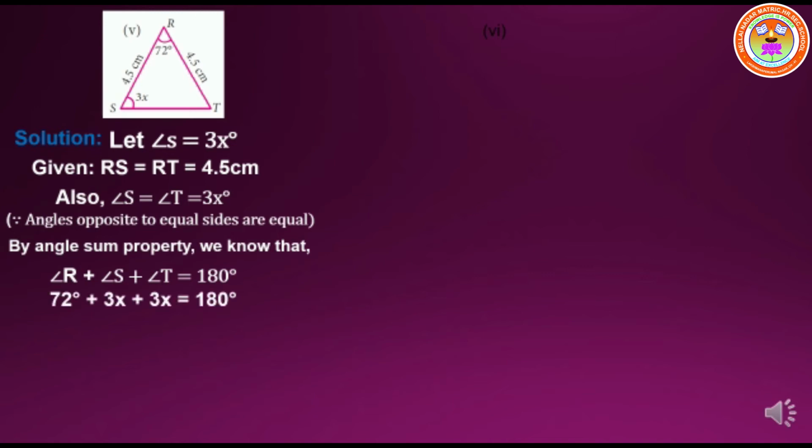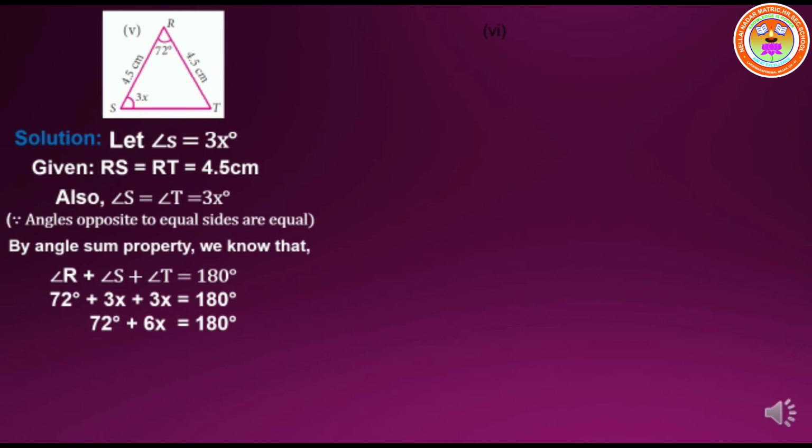So it is 72 degrees plus 3x plus 3x, because in the place of T, what we can write? 3x. Yes, because we use angle S is equal to angle T. Yes, children? So all the three, when I add, that will be equal to 180 degrees. Now, let me add 3x plus 3x, that will be equal to 6x. So we have 72 degrees plus 6x will be equal to 180 degrees.